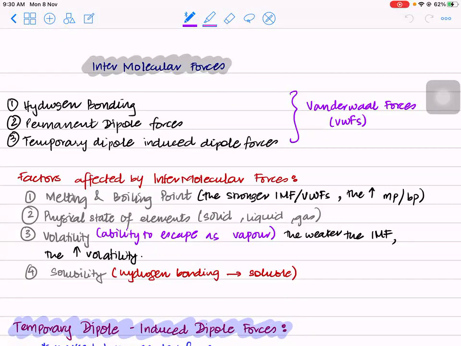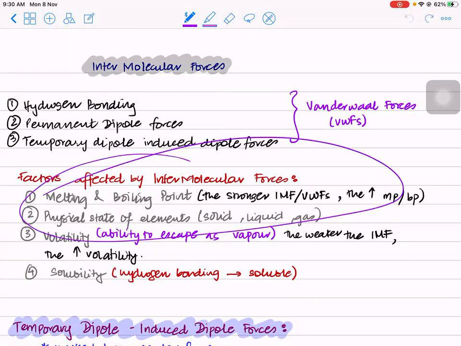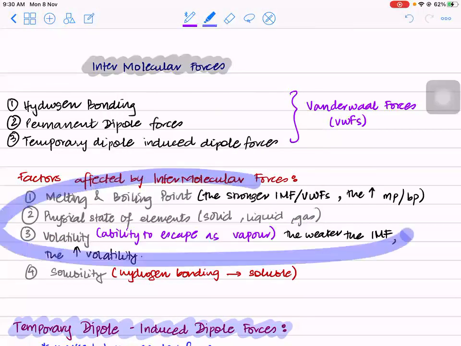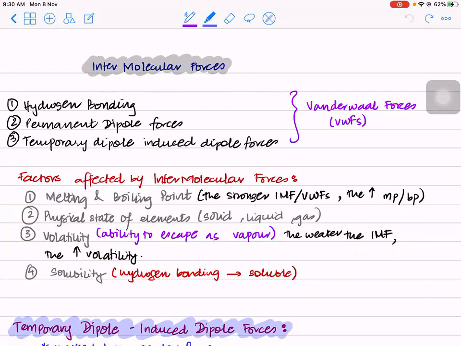Now, why do we study intermolecular forces? Because certain factors depend on intermolecular forces, like the melting point and the boiling point, solubility, volatility, and the physical state of elements. They all depend on intermolecular forces. The stronger the forces, the greater the melting and boiling point. The stronger the forces, the physical state would be solid.